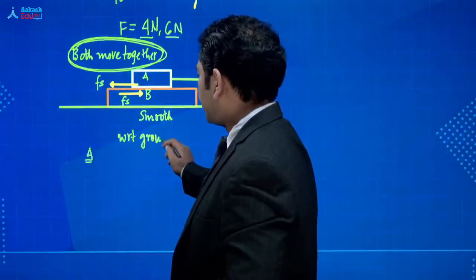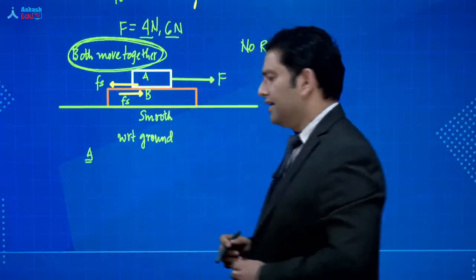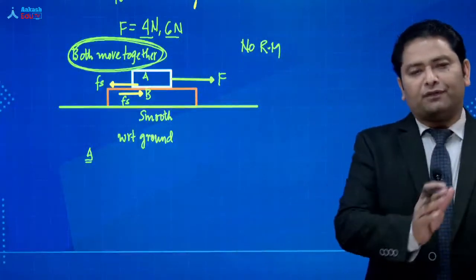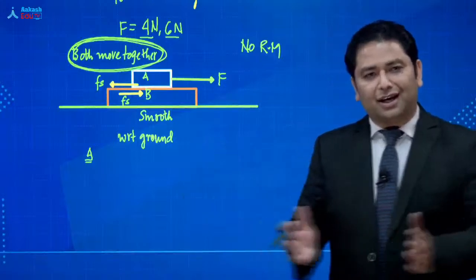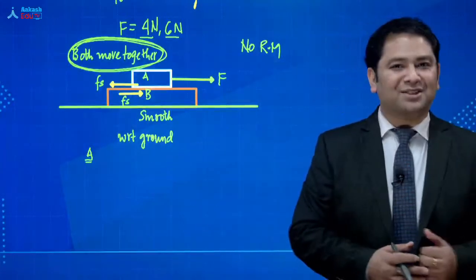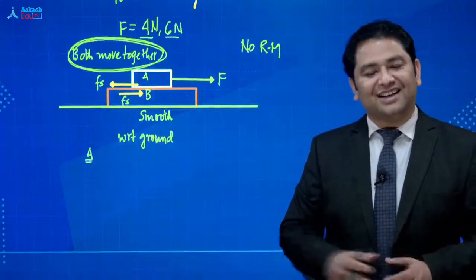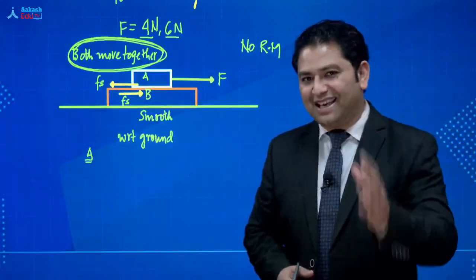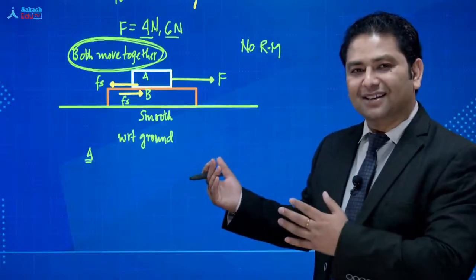एक बात बताइए, ground के respect में, A is at rest or moving? You would say, well, A is moving. Why? It has been given. Both the blocks are moving together. So, ground के respect में, A is moving towards right.